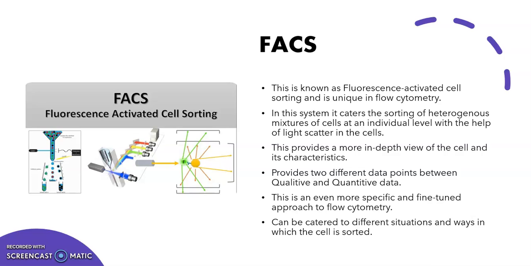It also provides two different data points between qualitative and quantitative data. This is an even more specific and fine-tuned approach to flow cytometry. It can be catered to different situations and in ways in which cells can be sorted. This means whoever is working this FACS sorting system can predetermine the standards on which the cells will be characterized, so he can cater what he's looking for. It almost acts like a filter, if you want to think about it that way.